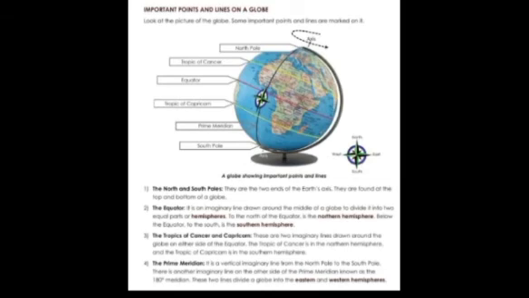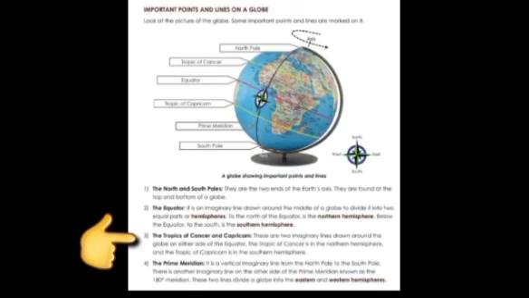Now second is the equator. We have already discussed this. It is an imaginary line drawn around the middle of the globe to divide it into two equal parts or hemispheres. To the north of the equator is the northern hemisphere, below the equator to the south is the southern hemisphere. This half portion is called the northern hemisphere, and this is called the southern hemisphere.